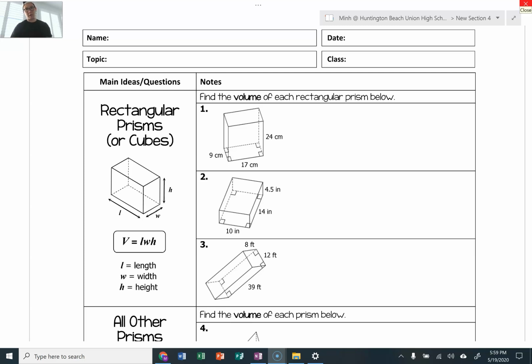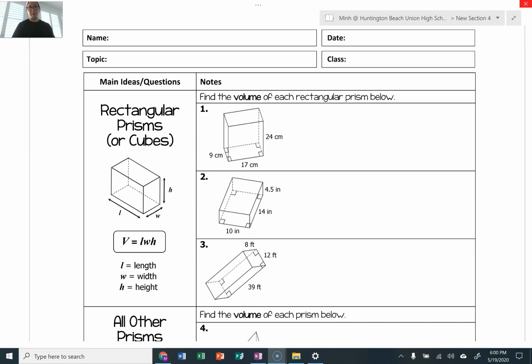Alright guys, we are heading to the home stretch of our unit. We are going to cover how to find volumes of three-dimensional figures. I'm going to gradually release you in terms of the amount of figures that you are responsible for, but we're going to start off pretty easy.